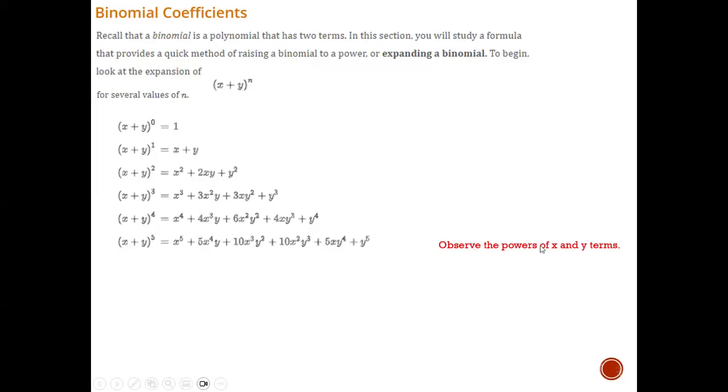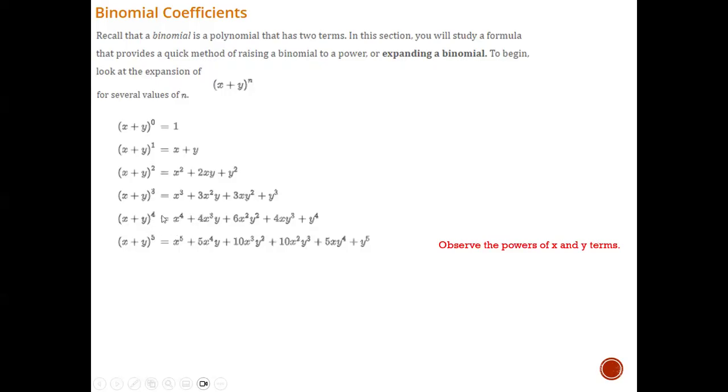But let's observe a little more quickly what we see with the powers of x and y in the terms. So let's look at, for example, x plus y to the third. You see we get x to the third. Going to the end, we get y to the third. And in between, we have x squared y, where y is to the power of 1. The powers will also add up to 3. 2 plus 1 is 3. X to the first times y squared, 2 plus 1 is 3. So that has that property.